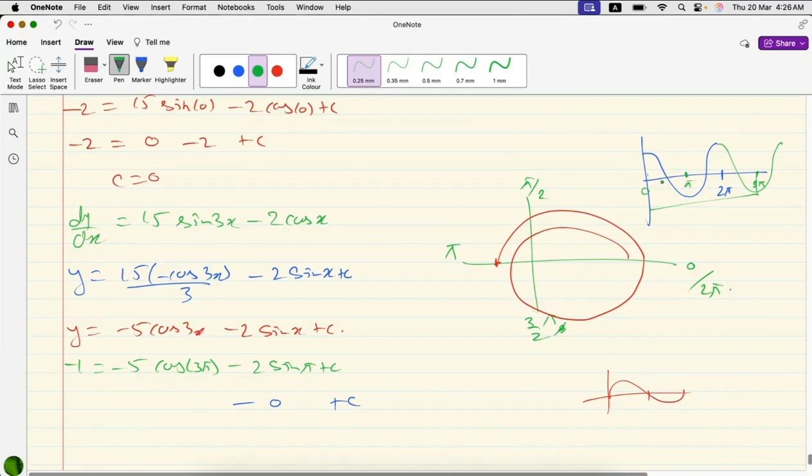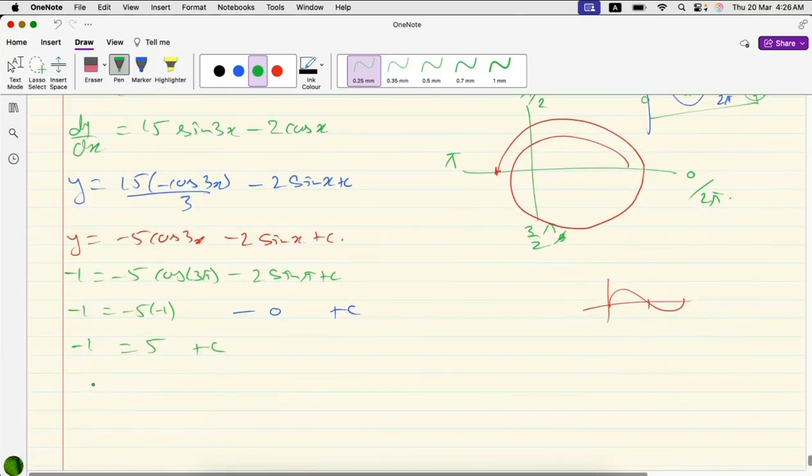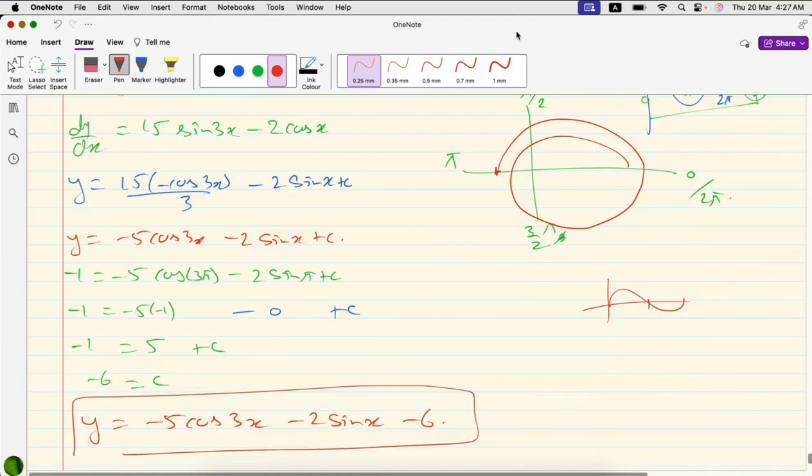Either you change your calculator to radian mode and check cos 3 pi. Cos 3 pi in the calculator or from the graph, we get minus 1. So minus 5 into minus 1. Now this simplifies to minus 1 equals 5 plus c. 5 goes on the other side, making it negative 6. And y is equal to minus 5 cos 3x minus 2 sin x minus 6. And I just hope there's no elementary mistake.